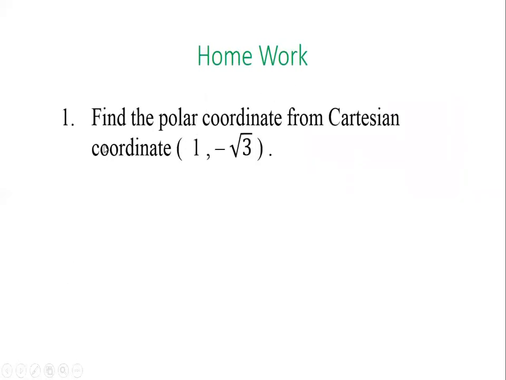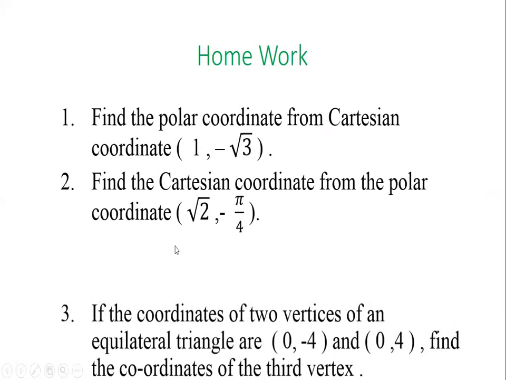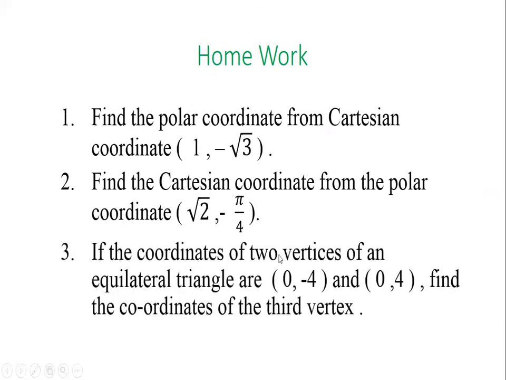Homework. Find the polar coordinate from Cartesian coordinate 1, minus root 3. Find the Cartesian coordinate from the polar coordinate minus root 2, minus pi by 4. If the coordinates of two vertices of an equilateral triangle are 0, minus 4 and 0, 4, find the coordinate of the third vertex.